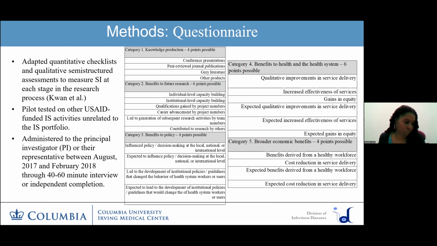The third category, benefits to policy, looks at how this was adopted by decision makers, whether it was cited or acknowledged anywhere in documents, whether it is expected to influence policy because they're in the midst of the dialogue. So we understand that the time frame is short and the arc for this kind of influence is longer. And this is one of the biases of doing this assessment then, as opposed to now, for instance. And then also whether it led to any development of policy changes, either at the institutional or at some geographical level that's expected. And then changes to the health and health system is around quality improvement of services, increased effectiveness, and how one is measuring gains in equity.